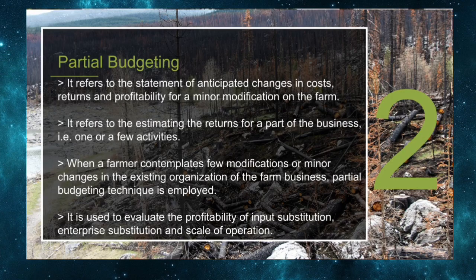Partial budgeting is discussed in this slide. This tool focuses on evaluating the financial effects of a minor change in the farm business. It is used when a farmer wants to adjust only one or a few activities, such as changing inputs or shifting a portion of land to a different crop. Partial budgeting helps estimate whether the proposed modification will increase or decrease overall profitability. It is practical, simple, and widely used for decisions involving input substitution, enterprise substitution, or adjusting the scale of operations.